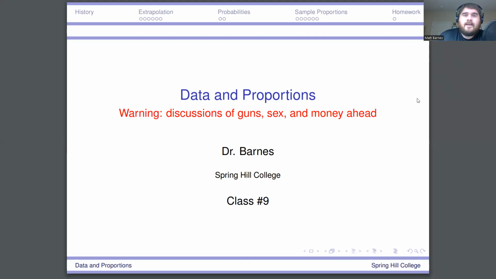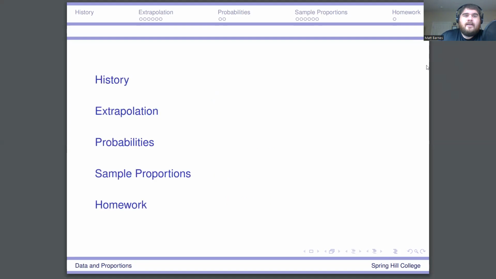We are going to be looking at data and proportions today, specifically how we collect data. That's going to be one big thing we're going to look at. And then also the problems we run into when we try to collect data and use that to make inferences.